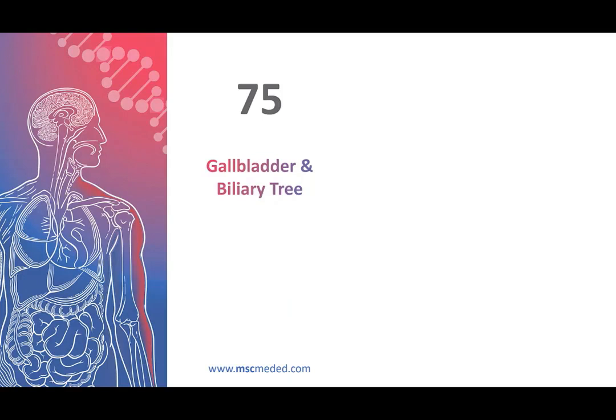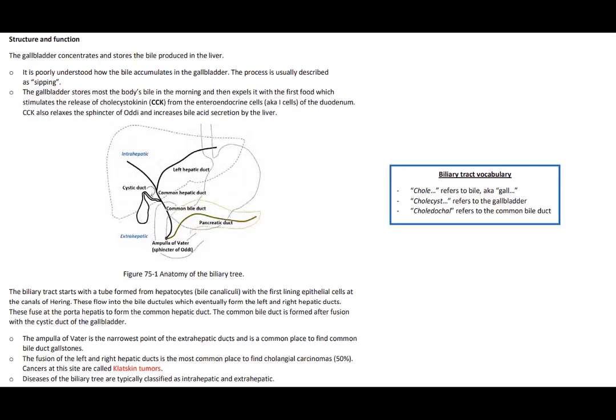And in this section, we're going to focus on Chapter 75, where we discuss the gallbladder and the biliary tree, which is a common site of disease. Now the gallbladder concentrates and stores the bile that's produced in the liver. It's poorly understood how the bile accumulates within the gallbladder itself, but this process is usually described as sipping. The gallbladder stores most of the body's bile in the morning and then expels it with the first food, which stimulates the release of cholecystokinin, or CCK, from the enteroendocrine cells, aka I cells, of the duodenum. CCK also relaxes the sphincter of Oddi and increases bile acid secretion by the liver.